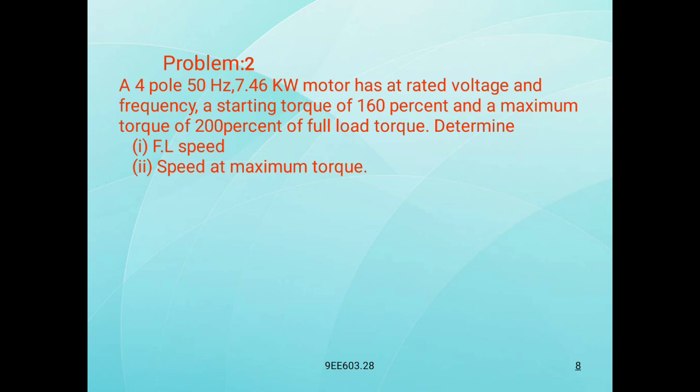Problem number 2. Read once again. A 4-pole, 50 Hz, 7.46 kilowatt motor has a rated voltage and frequency, a starting torque of 160% and maximum torque of 200% of full load torque. Determine the full load speed.